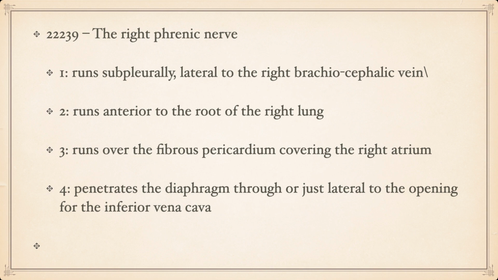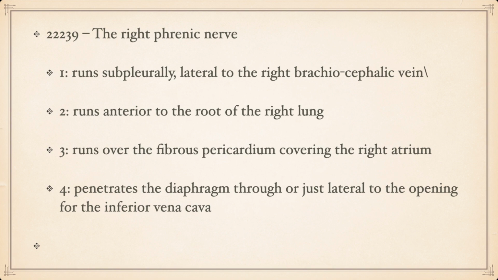Okay, these are all true. Number 1 runs subpleurally lateral to the right brachiocephalic vein. We didn't cover that specifically. Remember, we can't be entirely prescriptive in a 1-hour lecture. However, that is true. 2 runs anterior to the root of the right lung. Yes, that is true. The phrenic does run anterior. The vagus runs posterior. 3 runs over the fibrous pericardium covering the right atrium.